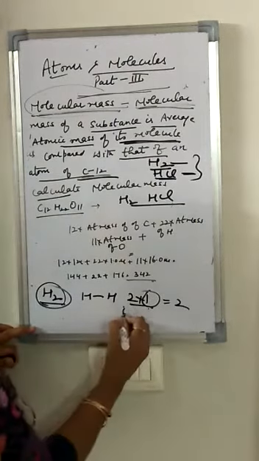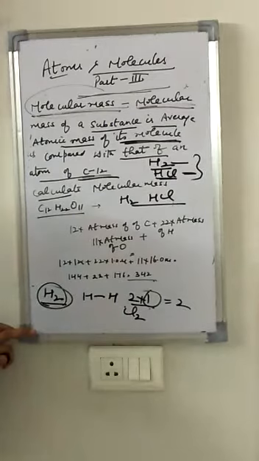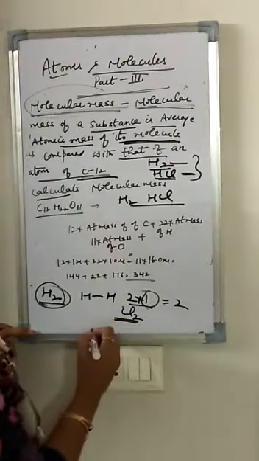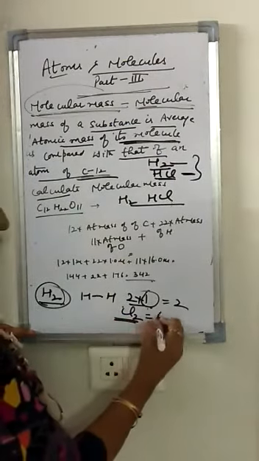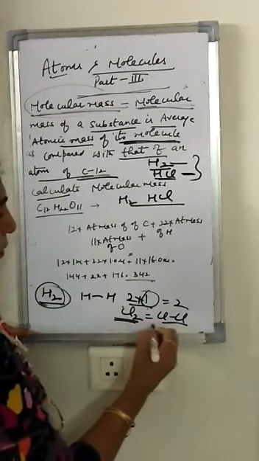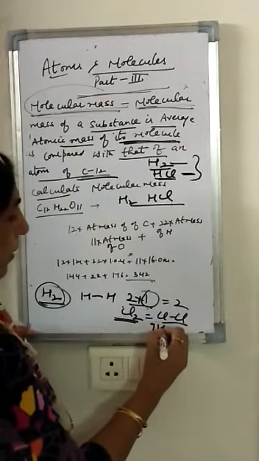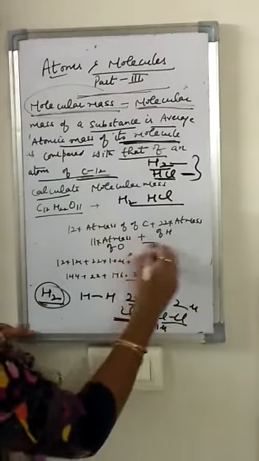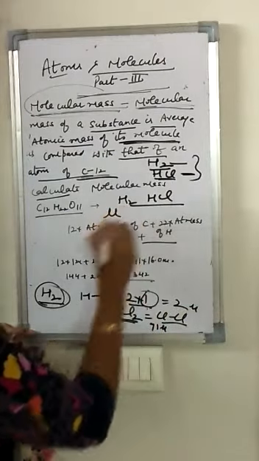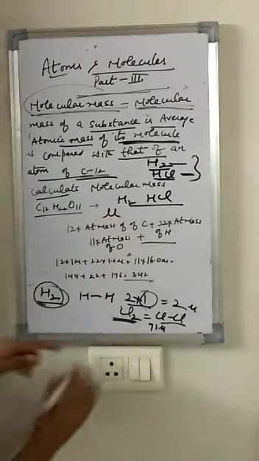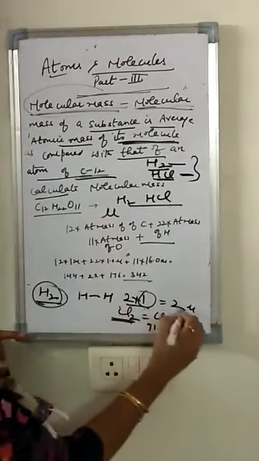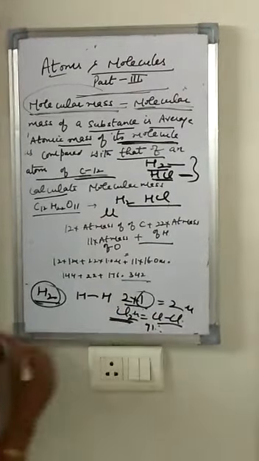Fine. What is the mass of Cl2? In Cl2, one chlorine atom is 35.5, and two chlorine atoms combined, Cl2, it will be 71. Same as atomic mass, we will write the mass unit here for chlorine. This is the unit, mass unit.